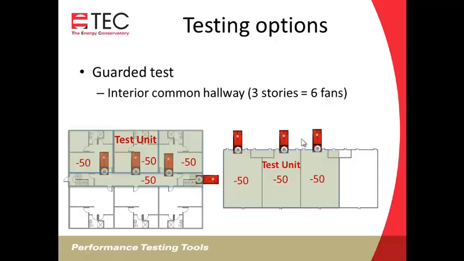And the second one here is showing with no common hallways. If you're testing a middle unit, you've got 3 fans set up. If you're testing the end units, you would just have 2. And again, this is so whatever the test unit is, you need to have 50 pascals on each adjoining unit.